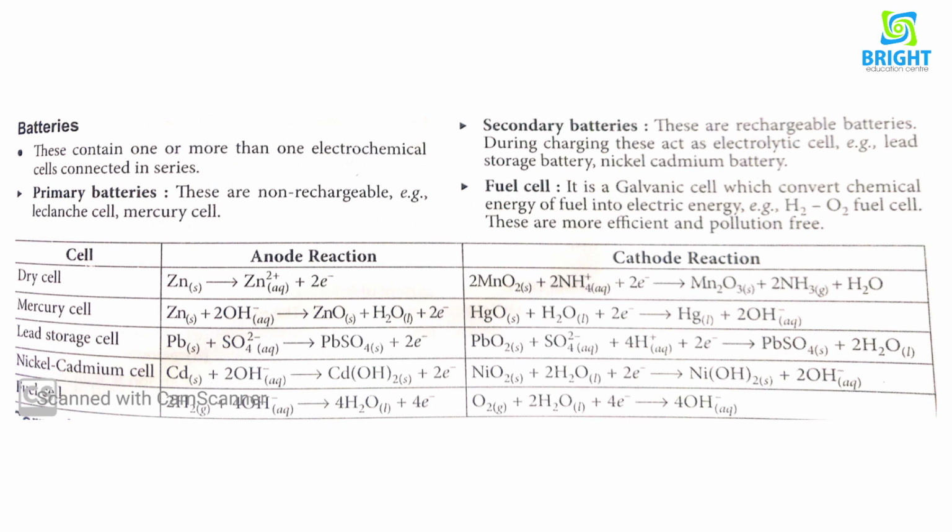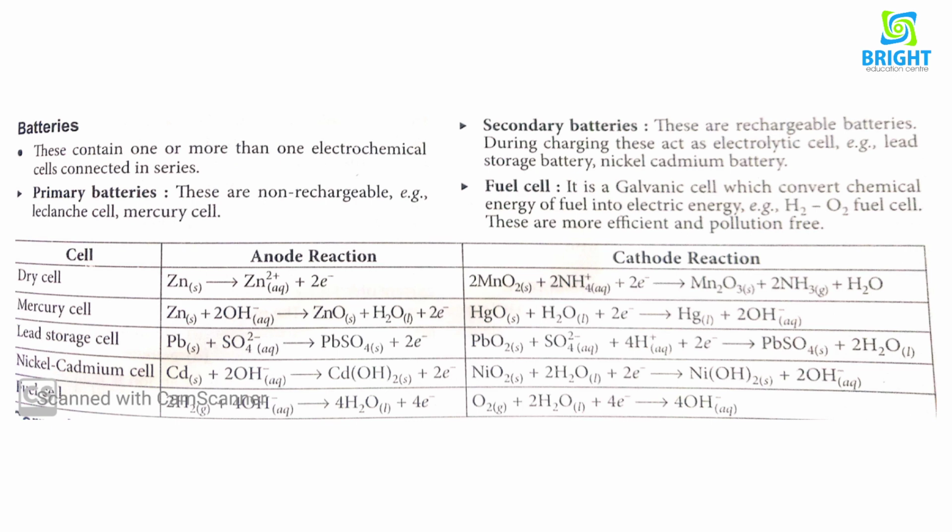Then we are also discussing fuel cells. It is a galvanic cell which will convert the chemical energy of fuel into electrical energy. It is a type of galvanic cell. Example, we are discussing the H2-O2 fuel cell. This is the most efficient and pollution-free fuel cell we are discussing.